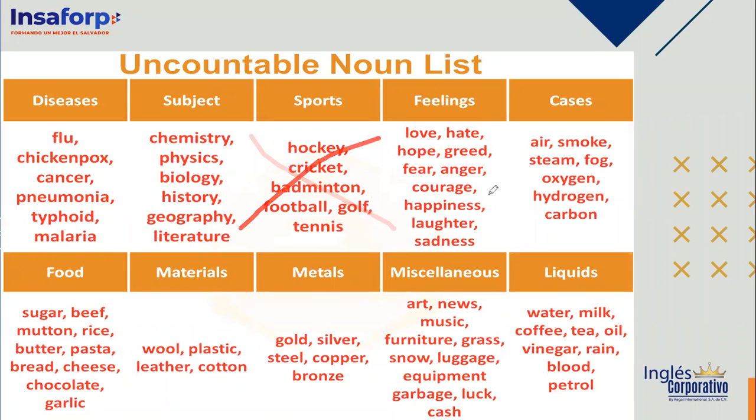Incorrect. So you also have the category for feelings, Hector. Sorry for that. Love, hate, hope, greed, fear, anger, courage, happiness, laughter, and sadness. Okay. So, Alexandra, read the categories for gases.